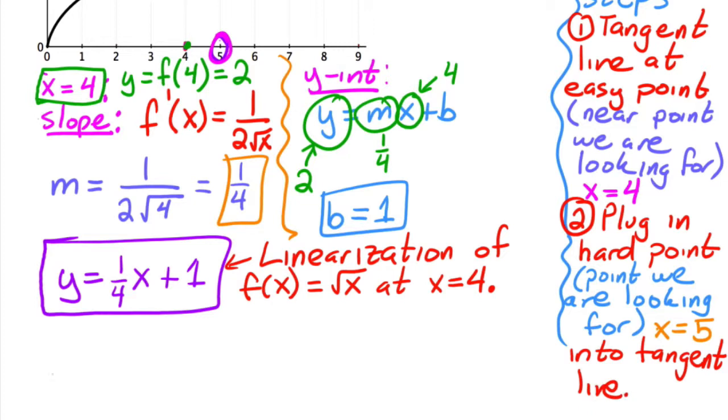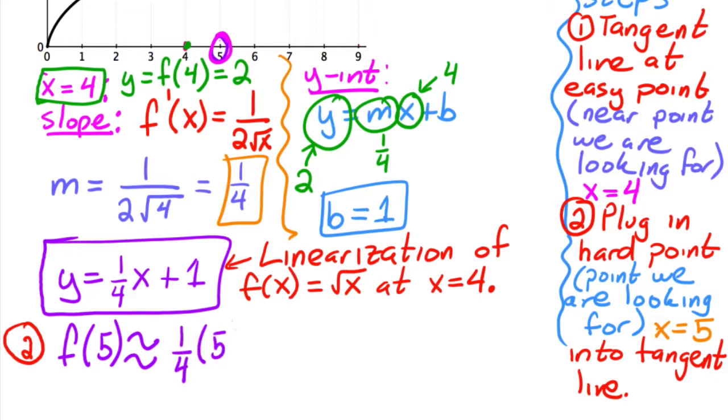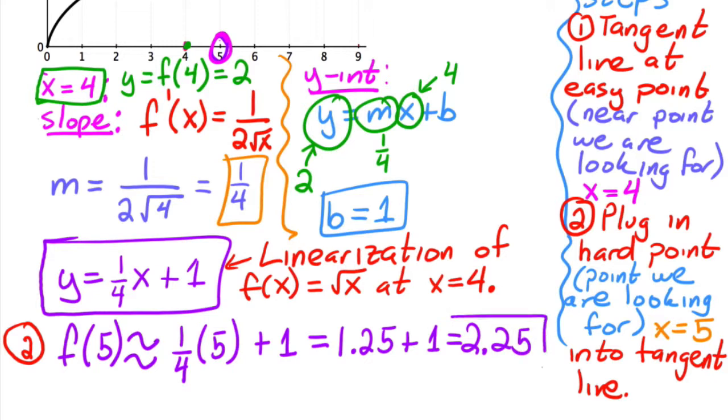So here's step 2. We say that f of 5 is approximately equal to 1/4 times 5 plus 1. So this is 5/4 plus 1. Why don't we just turn that into decimals? 5/4 is 1.25 plus 1, which is 2.25. And so that's approximately what it is.